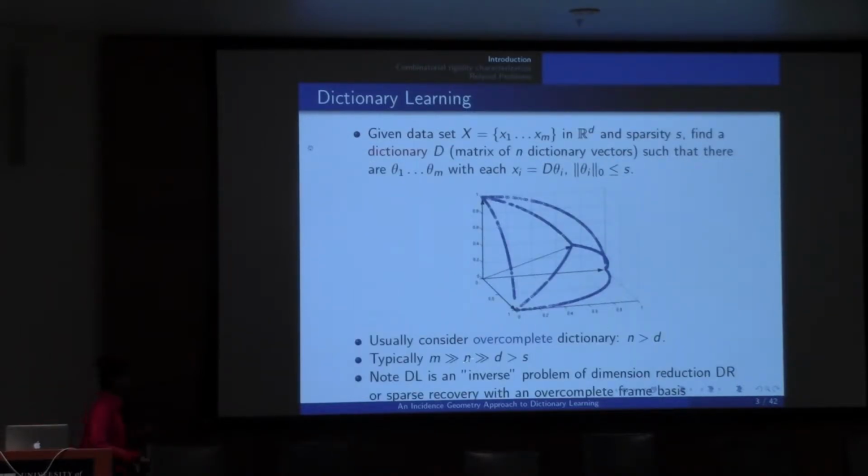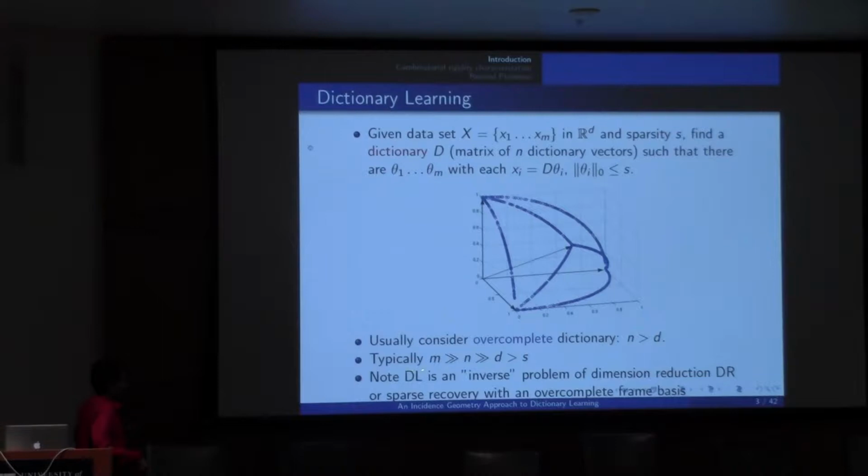Again here, this is an over-complete dictionary. By over-complete, I just mean that the number of dictionary vectors is typically much larger than the dimension of the space. So M is greater than N, which is greater than D, which is greater than S. This is the sparsity, this is the dimension, this is the number of dictionary vectors, and this is, I don't know, how can M be larger than N? Doesn't make sense. Oh, M is the number of, sorry, this is just the coefficients for these vectors, yeah.